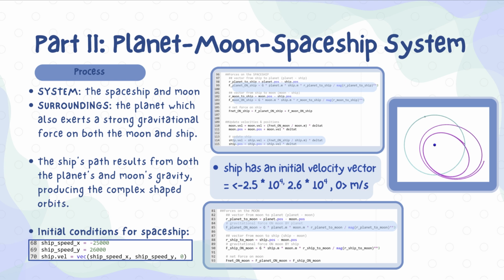I found that if the velocity was too small, the ship crashed into the moon or planet, and if it was too large, it escaped orbit. Only a narrow range of initial speeds produced stable orbits. This showed how orbital motion requires just the right balance between gravitational attraction and forward velocity.